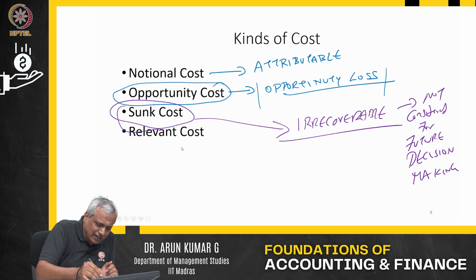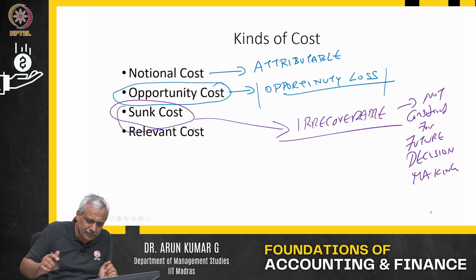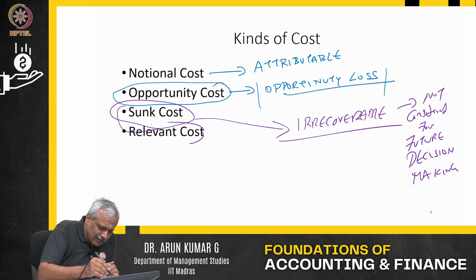Let me color this relevant cost. I am trying to get a different color. Let me see if I can get a different color. Yeah, I got a different color.